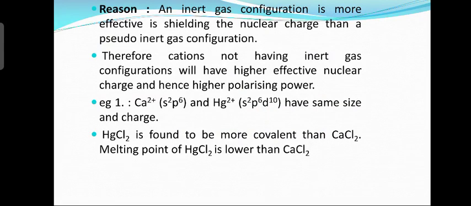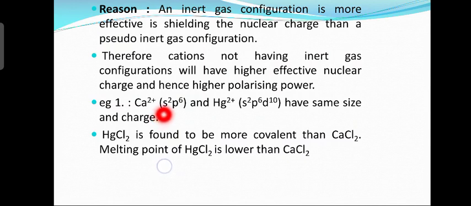Okay, next slide. Now what is the reason for this? An inert gas configuration is more effective in shielding the nuclear charge than the pseudo inert gas configuration. Therefore, cations not having inert gas configuration will have higher effective nuclear charge and hence high polarizing power.